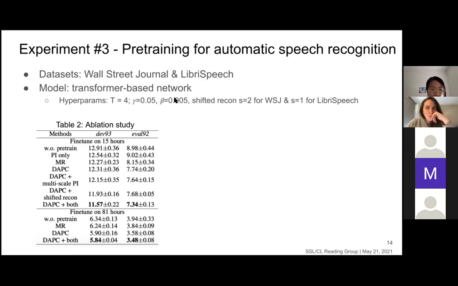Oh, sorry, I didn't include the alpha hyperparameter here, but they also compare whether or not to include the multi-scale term, or DAPC plus both. When they first introduced shifted reconstruction, they said that empirically they found that shifted reconstruction is beneficial for automatic speech recognition. I think this is where they found it, by this ablation study.